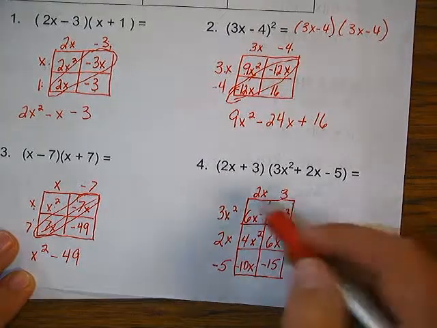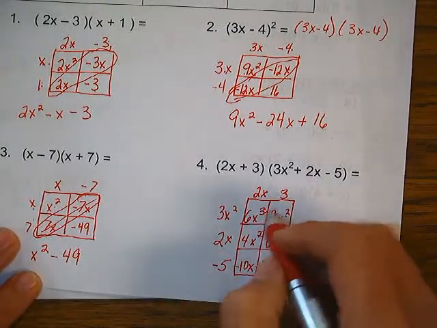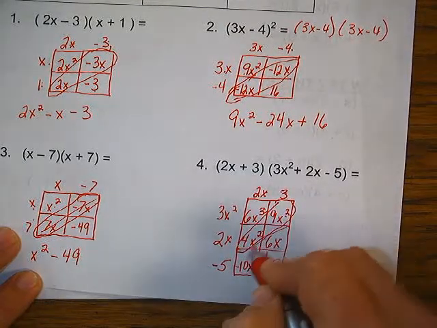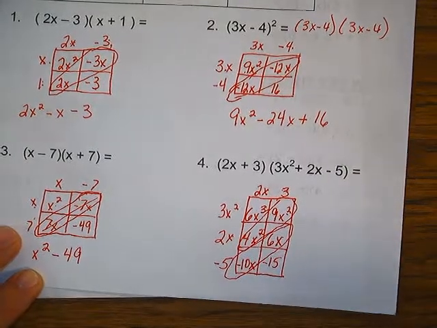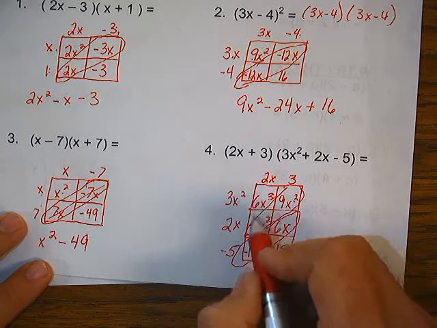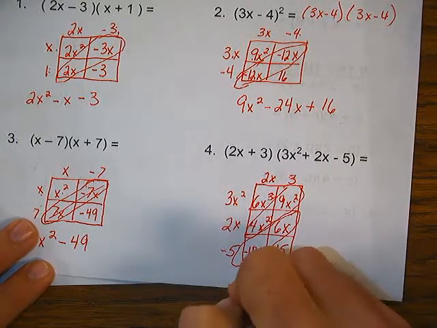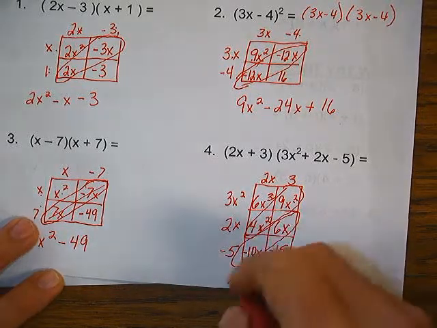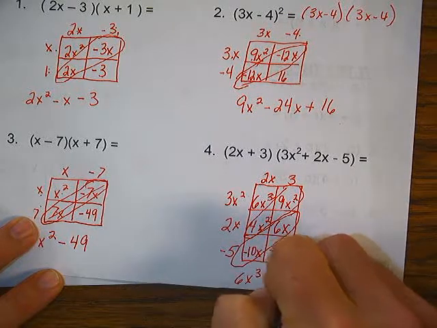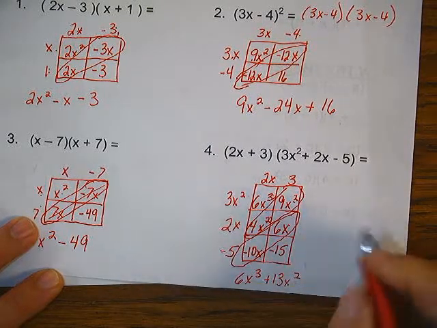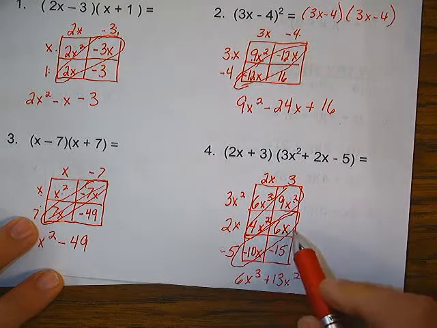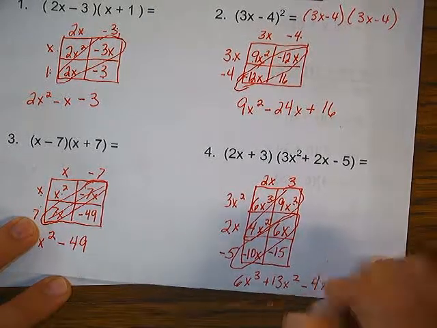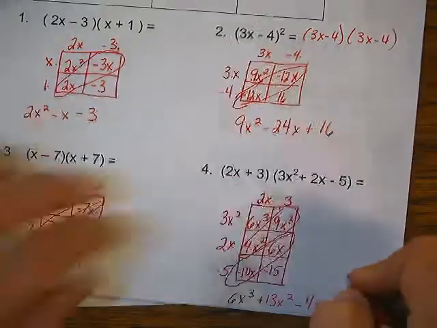Okay? Now, when we combine like terms, you're actually going to have more like terms to combine. We have x squares to combine, and we have x's to combine. Okay? So now, start with the largest one first. X to the third. We have 6x to the third. Now, the x squared. 9 plus 4 is 13. So plus 13x squared. Okay, now the x's. Negative 10 and 6. Combine those. That's negative 4x. And then my minus 15.